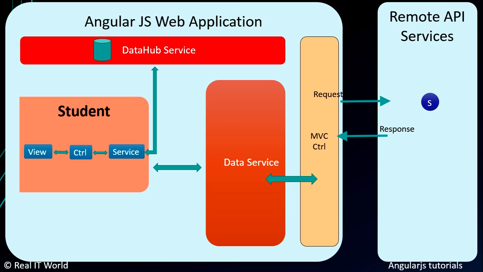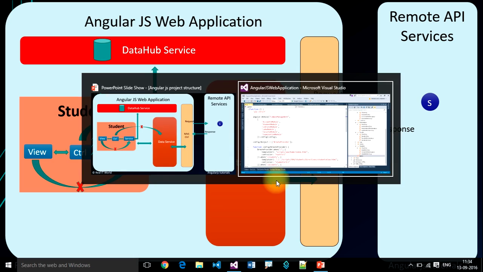Here we need to mind some data flow restrictions. We cannot communicate directly from view to service. That's better to avoid. Then directly communicating from controller to data service also is not allowed. It's better to restrict. Okay, let's look at the code for this example.